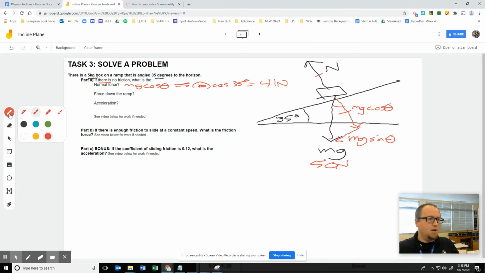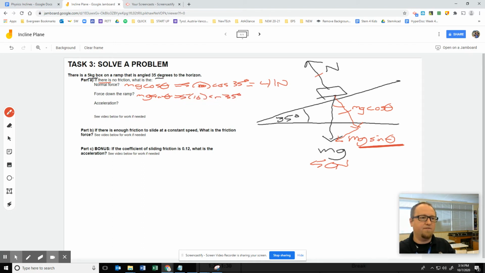All right, so how do I find the force down the ramp? That is mg sine of theta. Mg sine of theta, 5 times 10 times sine of 35, which is 29 newtons. Let me double check because we are recording. 5 times 10 times sine of 35, 29 newtons.